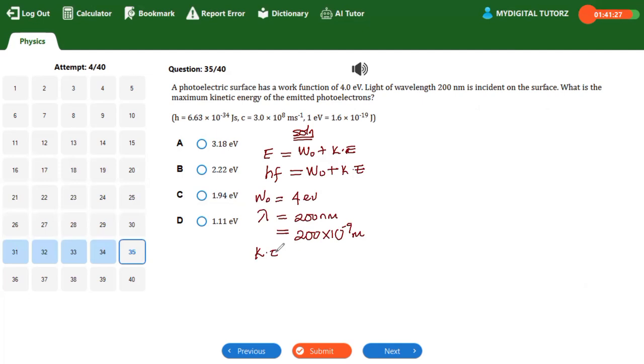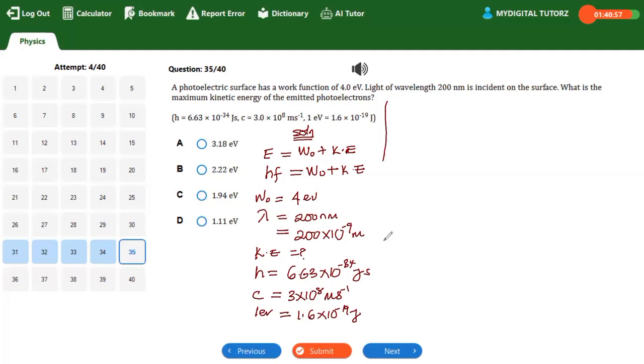We are looking for the maximum kinetic energy, which is not known, and Planck's constant is given to be 6.63 times 10 raised to power minus 34 joule second, and we are given C to be equal to 3 times 10 raised to power 8 meter per second. In case of conversion, 1 electron volt is said to be 1.6 times 10 raised to power minus 19 joules. So from here, we can decide to calculate the energy of the photon before we apply this formula. So the energy of the photon E, as I said, is equal to hf.